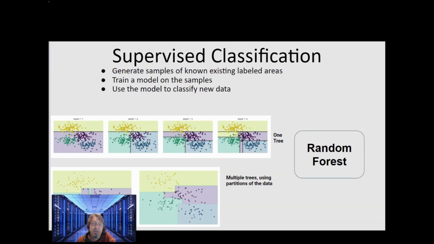Random forest is an ensemble method that trains multiple decision trees on subsets of the data, overfitting intentionally, and then uses a majority vote of the individual trees to make the final classification.